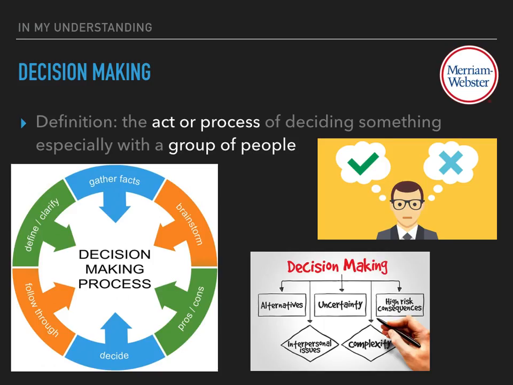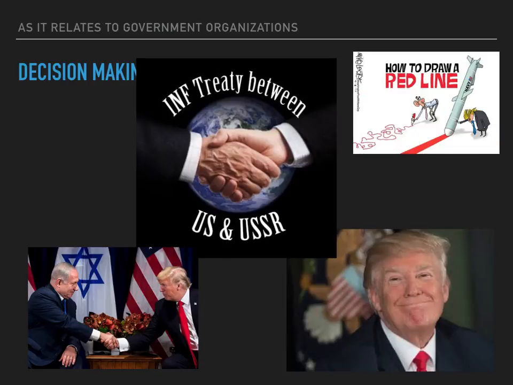Next, we're going to talk about decision making. This is the act or process of deciding something, especially with a group of people. There are many factors that go into decision making, and to make the right decision, you have to weigh the pros and cons and really decide what's the best thing to do. I think Trump has actually done a great job in decision making in this first year. He's had to make a lot of tough decisions, and he's been willing to make them and stand by his decisions.